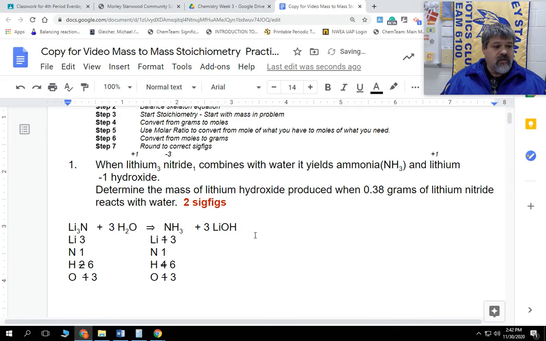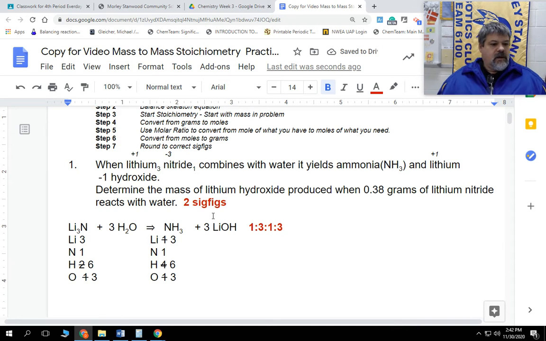So our molar ratio is going to be 1 to 3 to 1 to 3. So again, we're going to go ahead and bold that, and we're going to change its color so we know that that's our molar ratio, so we can see it.